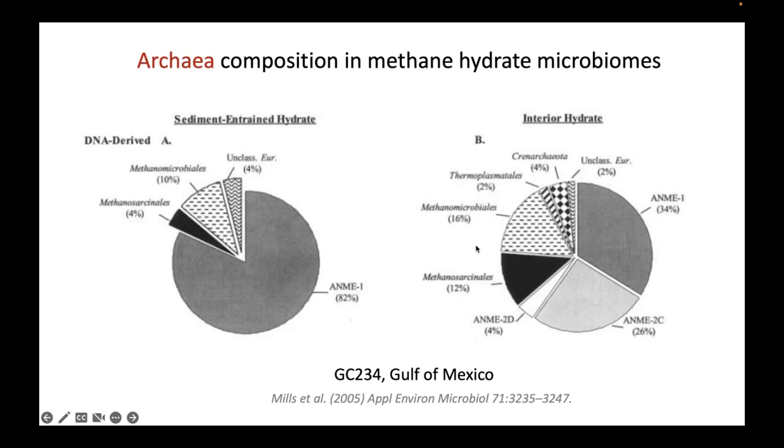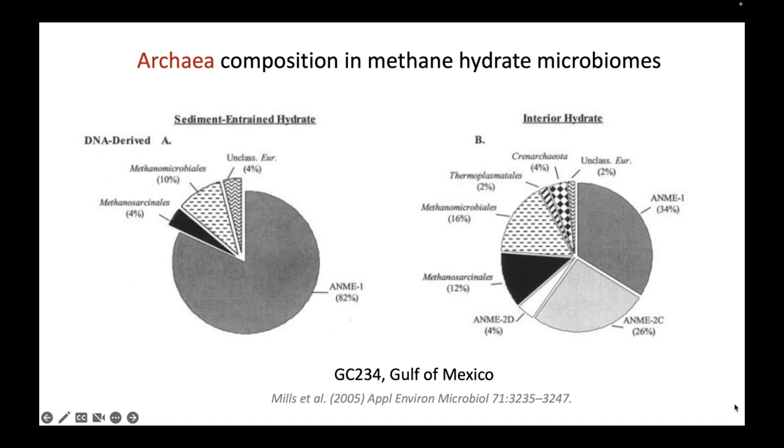From this same study, the authors also showed that among archaeal 16S RNA genes from the methane hydrate samples, anaerobic methane oxidizing archaea, or ANME, was dominant. The authors also found other archaeal taxa in their methane hydrate samples, which included Methanosarcinales, Methanomicrobiales, Thermoplasmatales, Crenarchaeota, as well as unclassified Euryarchaeota.